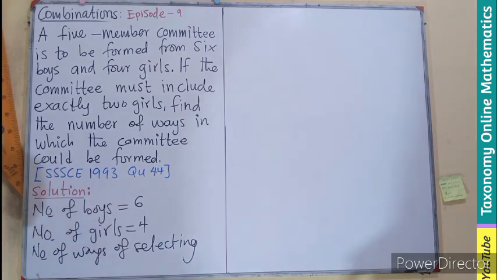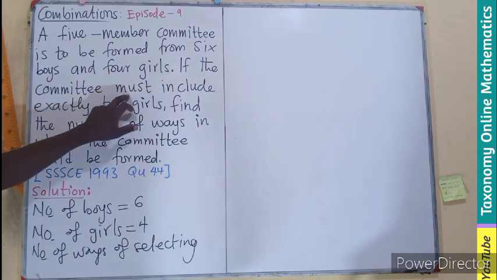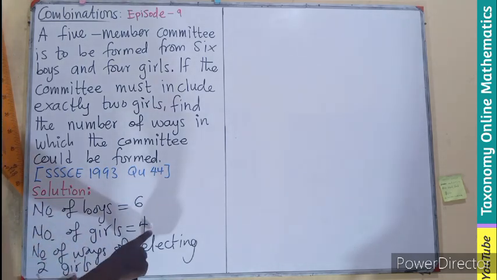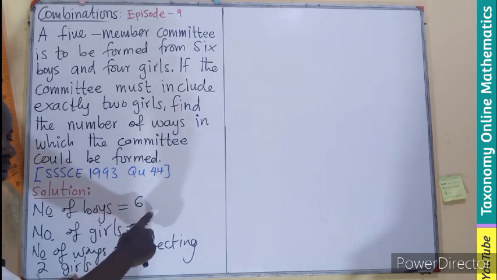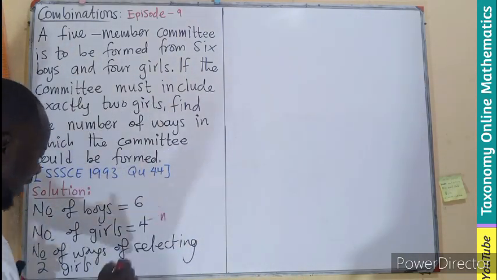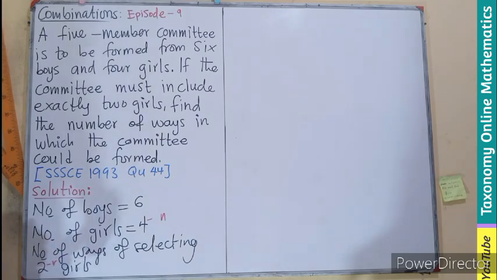How many girls are we to select if the committee must include exactly 2 girls? So it means we are going to be selecting 2 girls. So the number of ways of selecting 2 girls, where the girls are being selected from here, this is the number of girls we are having. So we can say that here is the n and this 2 is the r.